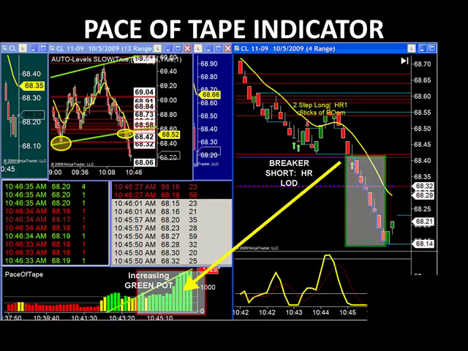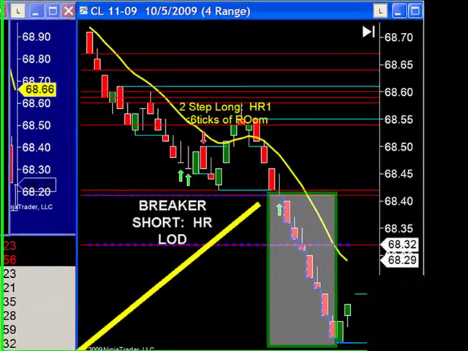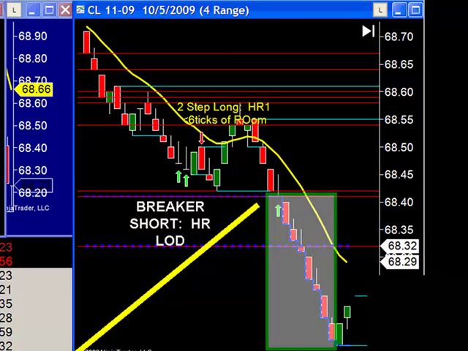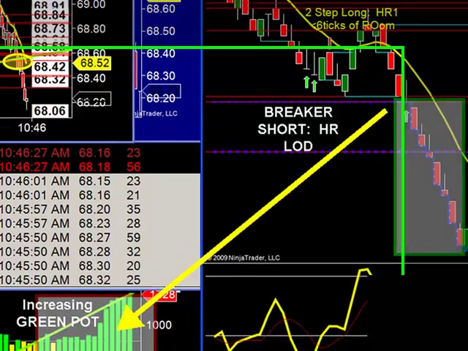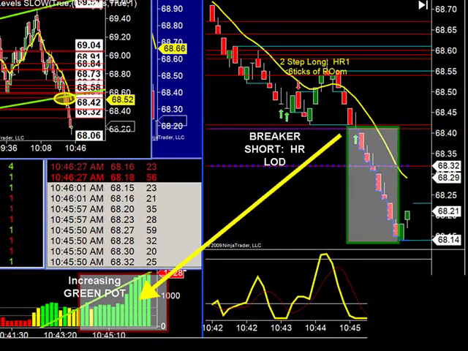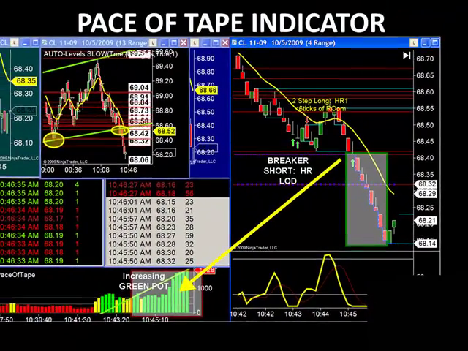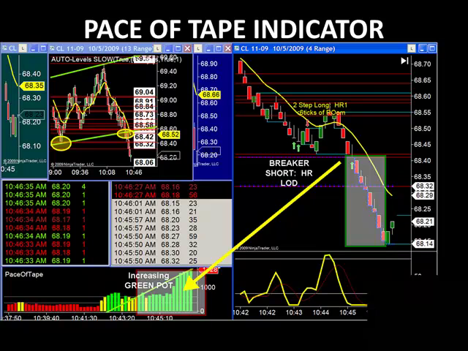If you notice, guys, the breaker short was happening. The entry would have put us right at the low of the day. At that time, the low of the day was about 68.43, 68.42. So we had the low of the day right below us, and as you know, we tend to be a little concerned about selling the low of the day, unless we see the pace of the tape indicator looking like this. Increased green pace of the tape means strong pressure towards these lows as we approached that low of the day. That gave us the confirmation we needed to get into that breaker short. A little bit higher risk, but we use the green pace of tape to acknowledge we've got lots of interest to the downside as it speeds up approaching that low of the day. All right, guys, another example of how we can use that to our advantage.